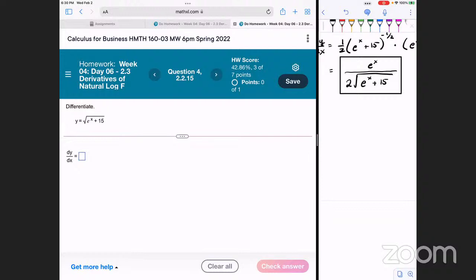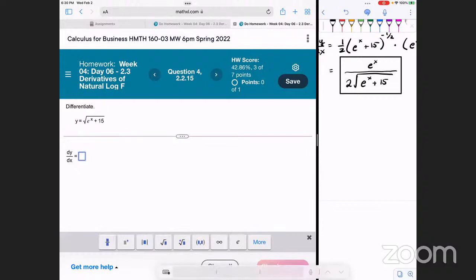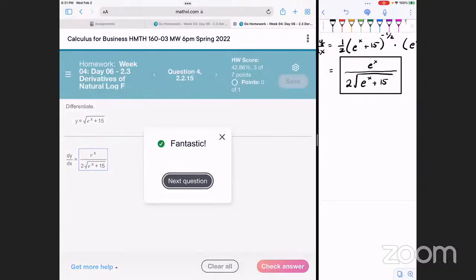Okay, let's see how do we do. Can I ask a question? Give me just a moment. Let me see, we got this one corrected, and then we can go from there. On top, we got e to the power of x, that's not x, and then on bottom, we got 2 square root e to the power of x plus 15. Let me see, how do we do? Okay, go ahead.